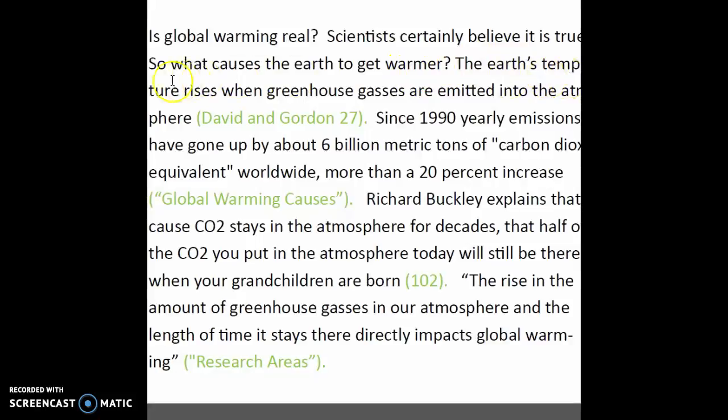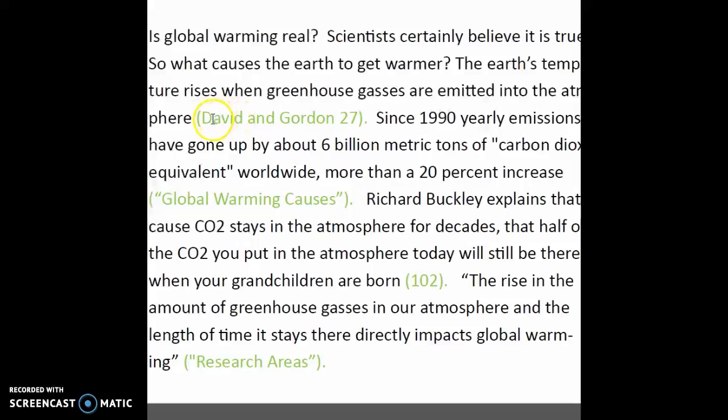The Earth's temperature rises when greenhouse gases are emitted into the atmosphere. I have a parenthetical citation. The sentence, the Earth's temperature rises when greenhouse gases are emitted into the atmosphere, that did not come from me. I'm not a scientist. I didn't find that information myself. I got it from a source.